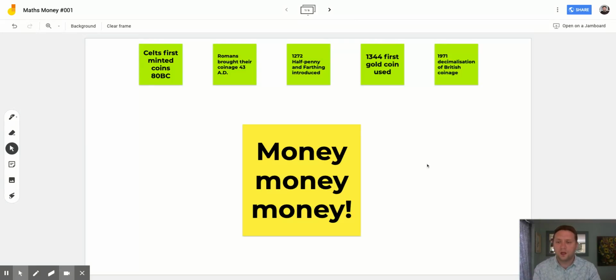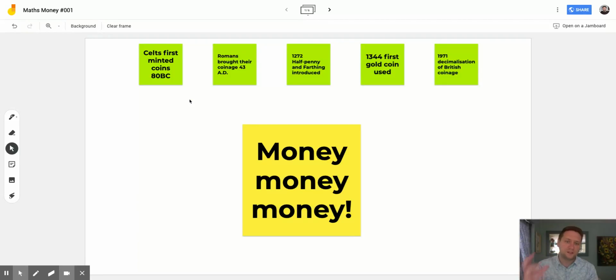So I thought I'd give a little history lesson on where money has come from in our country. So in 80 BC, the Celts first minted their first coins. And then the Romans came along and brought their own coinage in 43 AD. And then coins have always been around since then, but the biggest dates were in 1272, the halfpenny and the farthing were introduced. In 1344 was the first gold coin used.